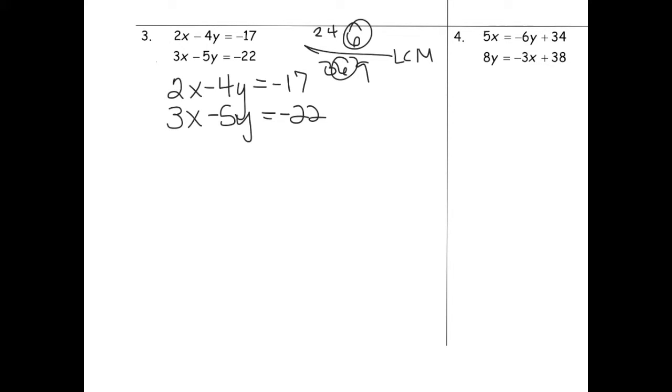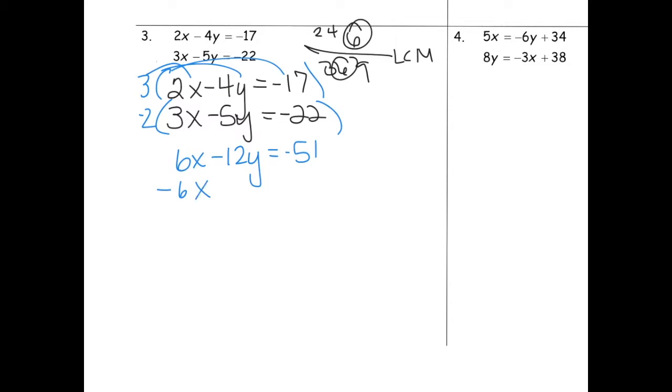We want one to be positive 6x and the other to be negative 6x. So we're going to multiply the top by something and multiply the bottom by something. If I multiply the top by 3 and the bottom by negative 2, look what happens. I'm going to get positive 6x minus 12y is equal to negative 51. And on the bottom, I'm going to get negative 6x, which is good. That's what we want. Positive 10y equals positive 44.